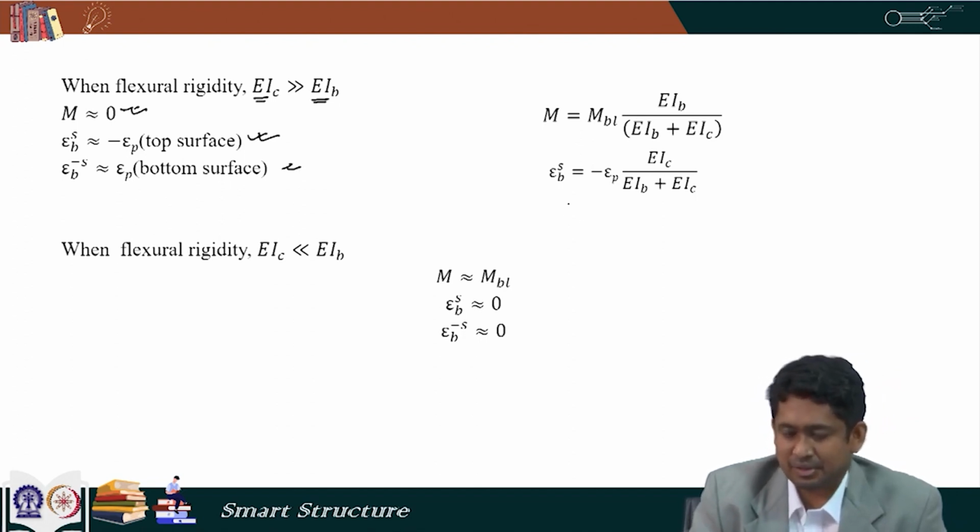In the reverse case, when EIC is much less than EIB, the movement of the piezoelectric patches is almost constrained. In that case, the moment is almost equal to the block moment, and the piezoelectric patches do not experience any strain.